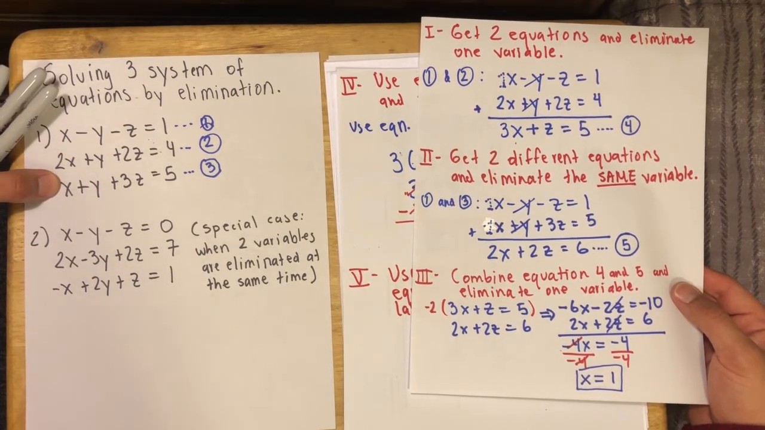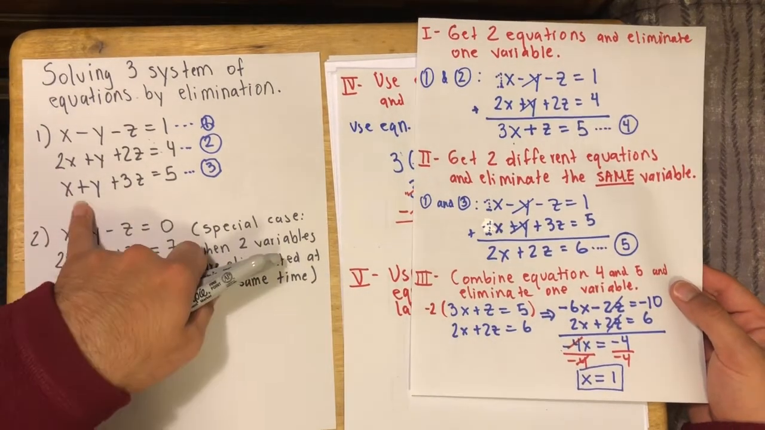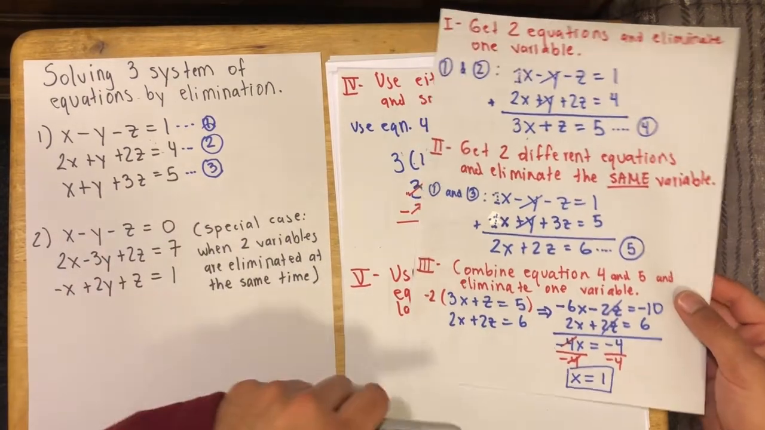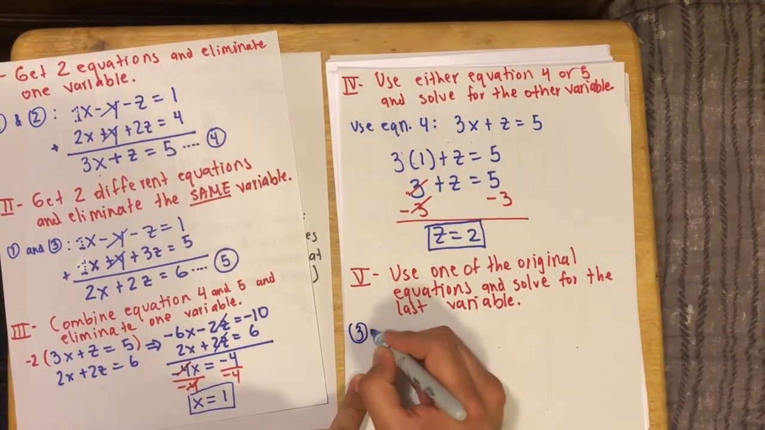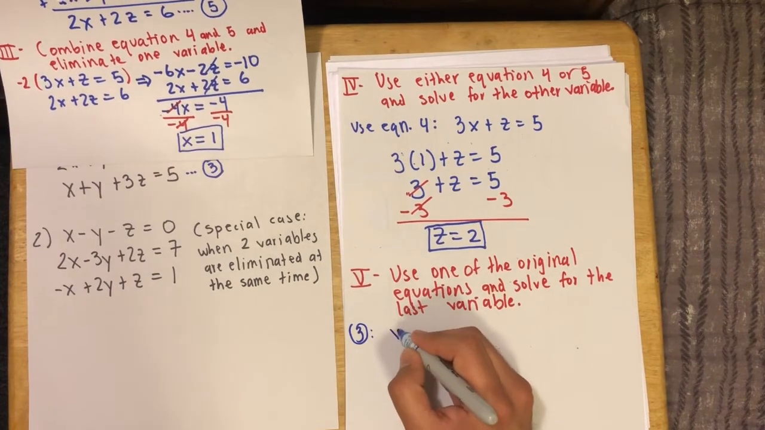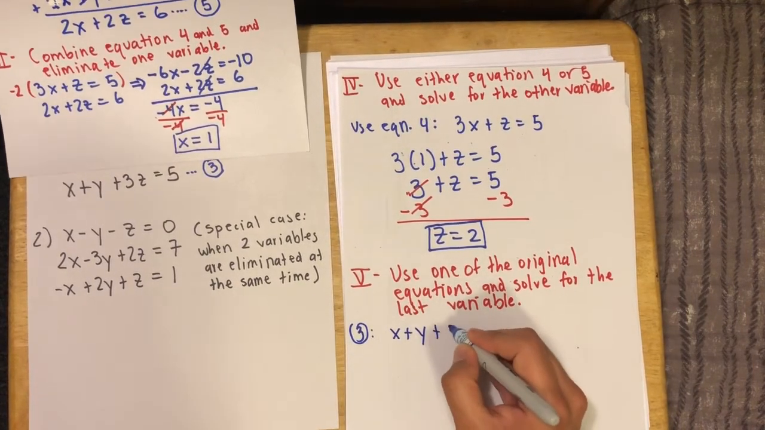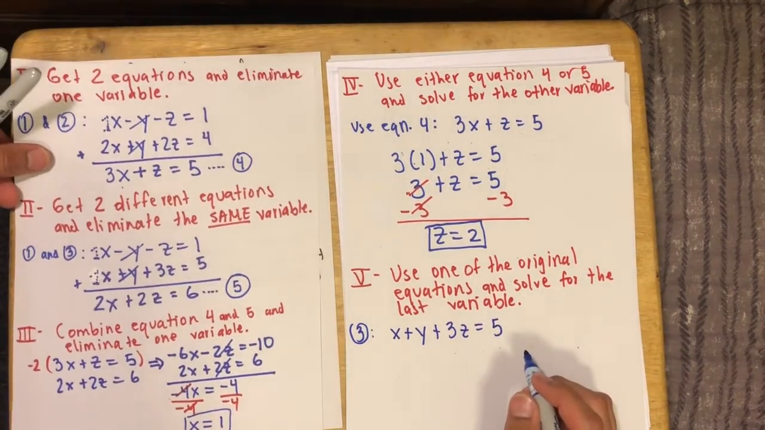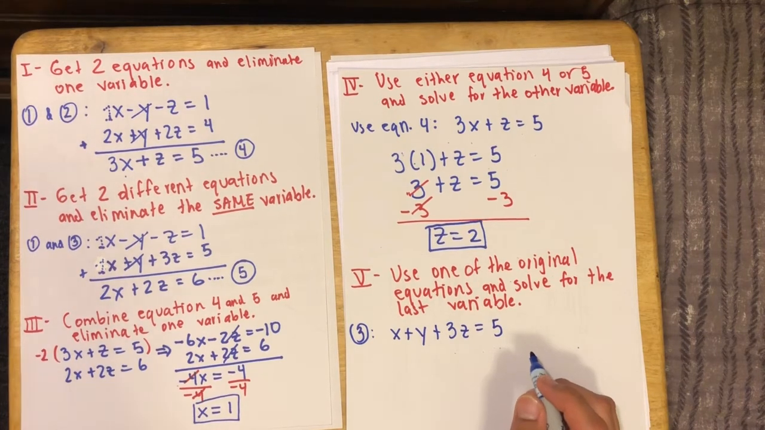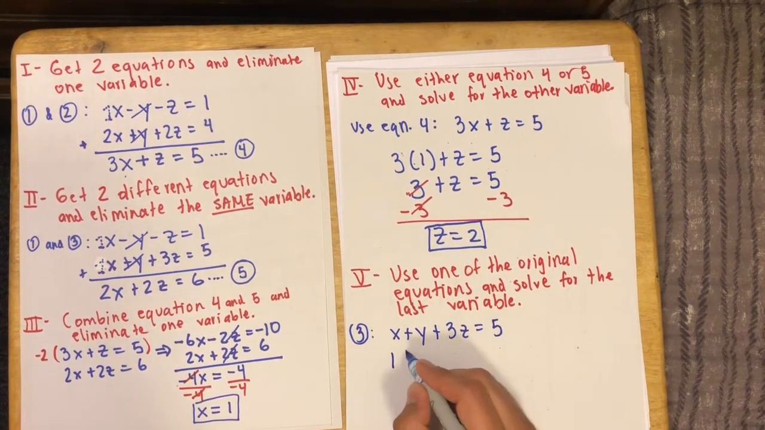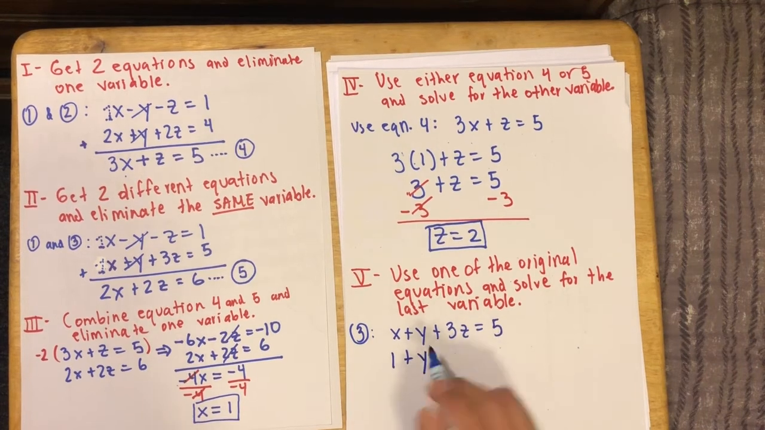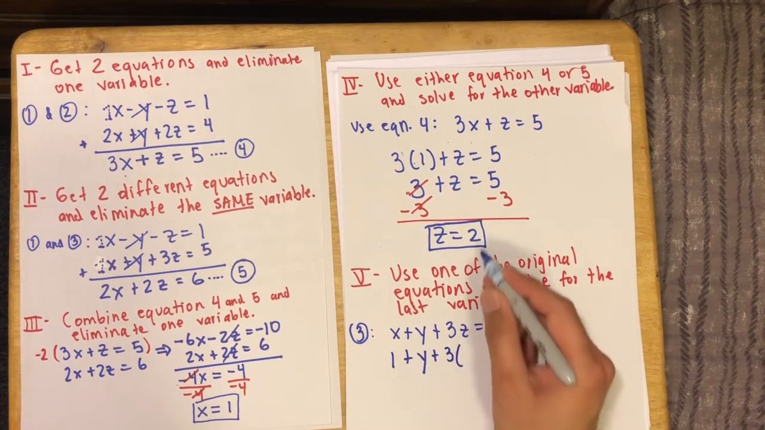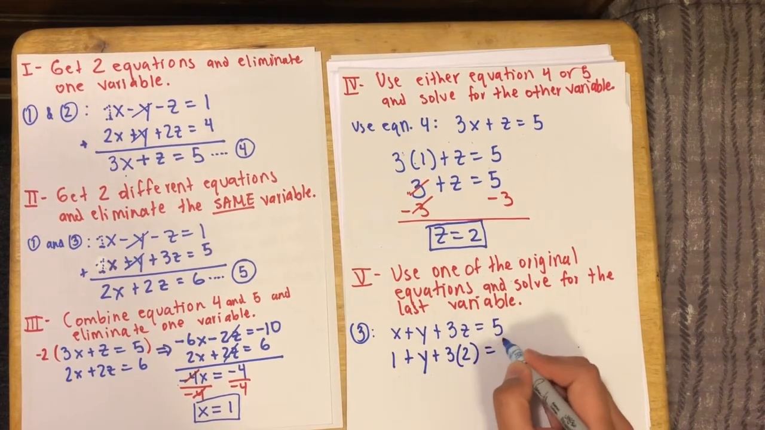Let's pick equation number 3 because, if you notice, all of the terms are positive. So I think it's easier to work with positive terms. So we're going to use equation number 3, and equation number 3 is x plus y plus 3z equals 5. Now let's substitute the values that we have already solved for. x is 1, plus y, we don't have y, that's what we're trying to solve, plus 3 times z, but z we already solved for, that is 2, equals 5.